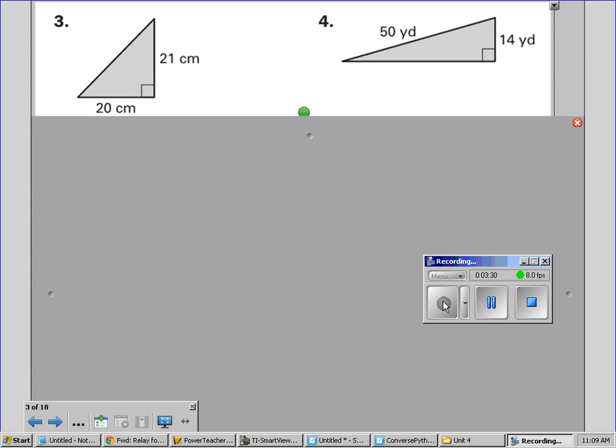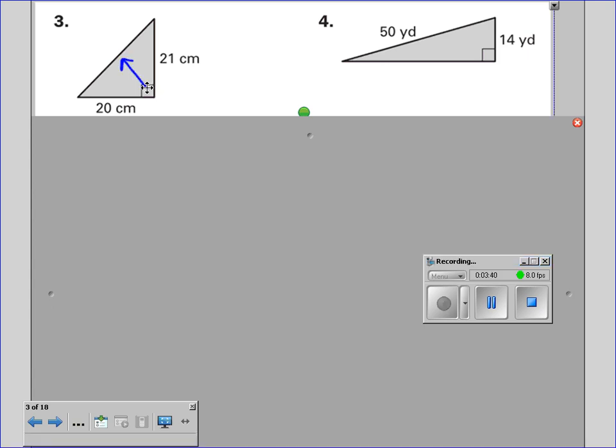Now, moving right along to the third and fourth problem. The first step, just like before, is to label the sides of the triangles. We look at the side that is opposite the right angle, and that's going to be our hypotenuse. C is always our hypotenuse. Then the other legs can be A or B. We like to let the shorter leg be A and the longer leg be B. So 20 is shorter than 21. The short leg is 20. The long leg is 21.